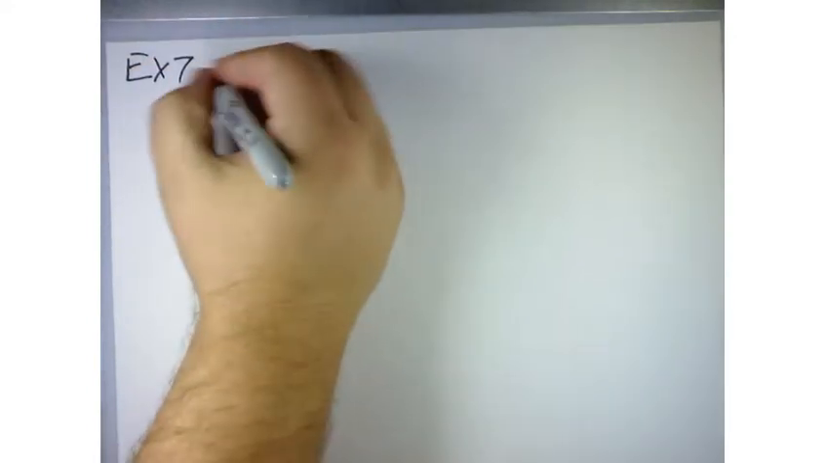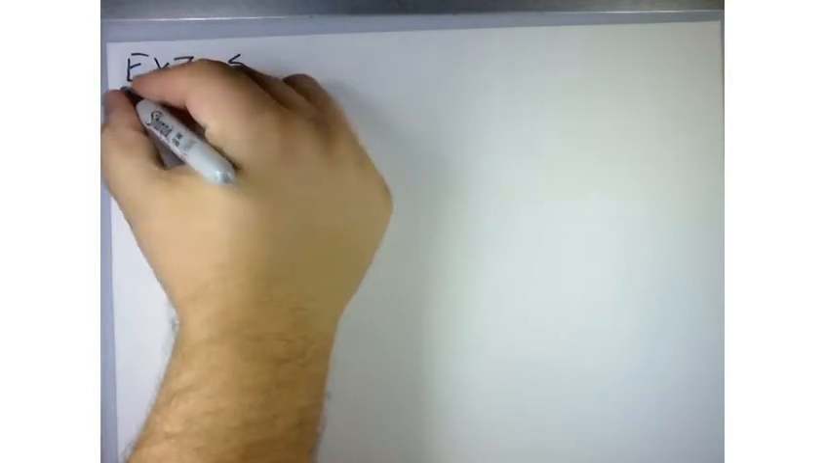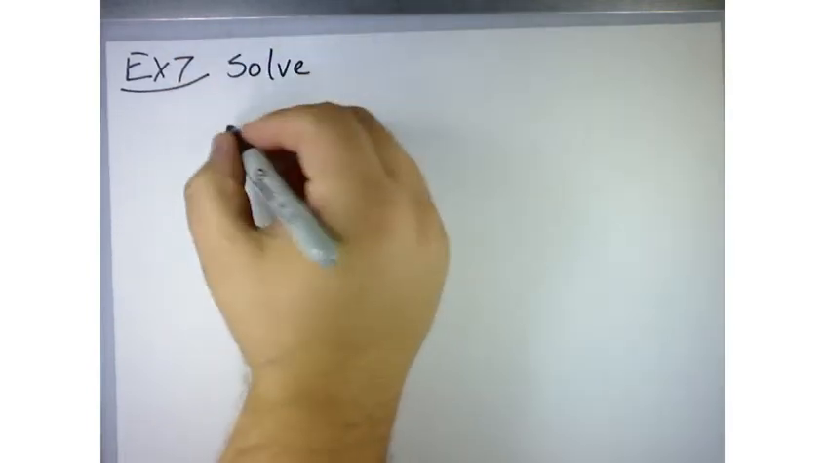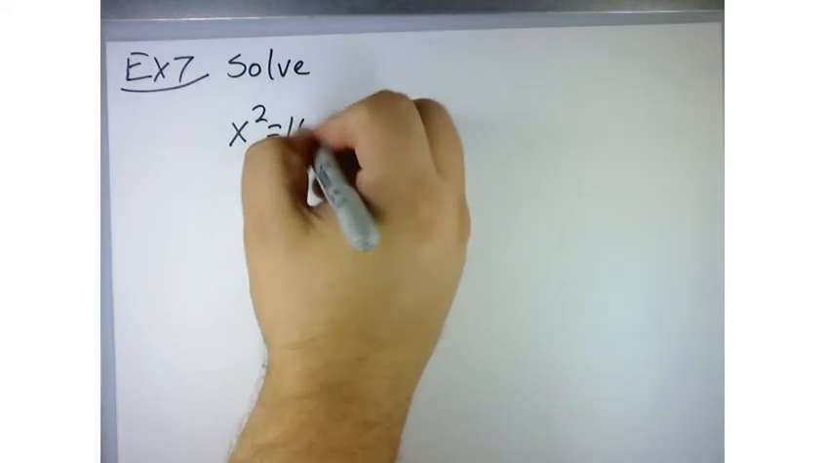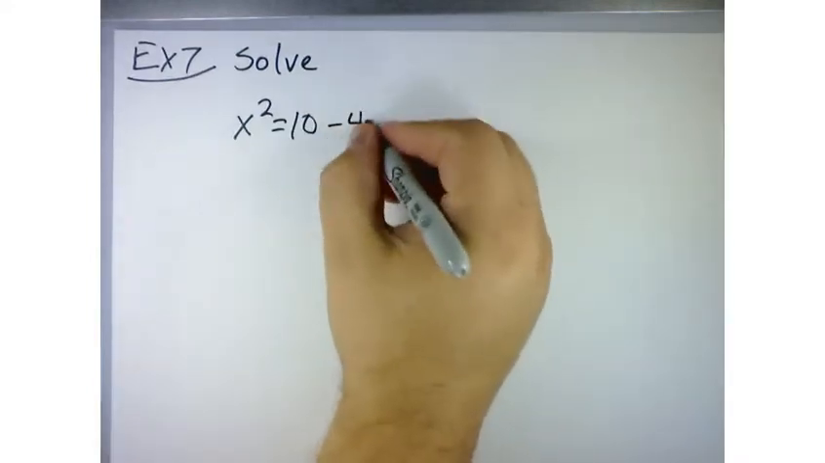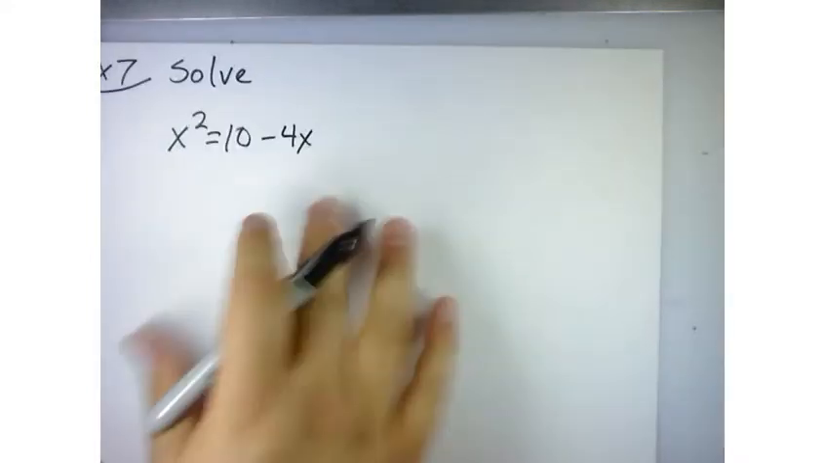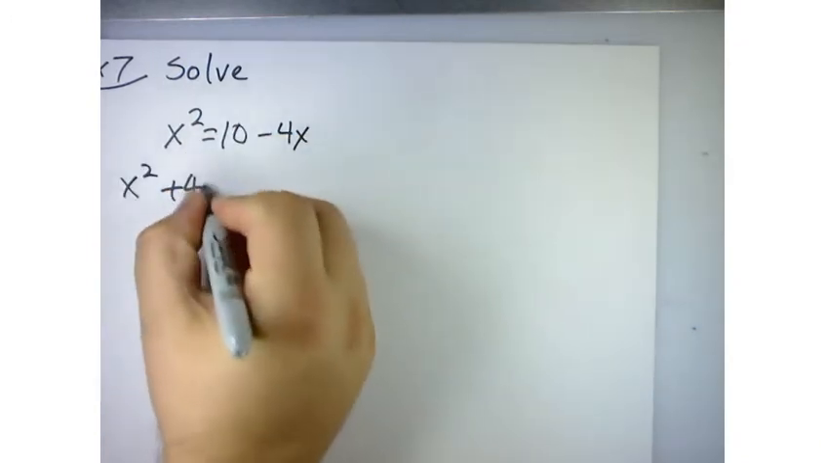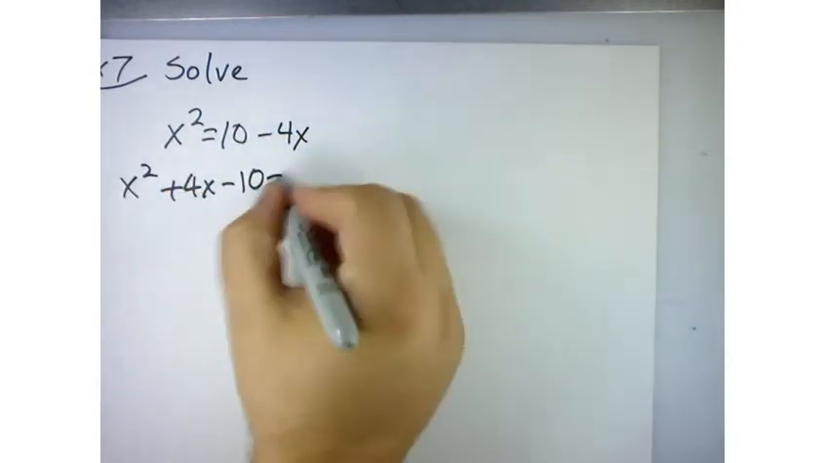So for example number 7 out of the textbook, example number 7 says solve x squared is equal to 10 minus 4x. So we know the first step is to set it equal to 0, so I'm going to say x squared plus 4x minus 10 equals 0.